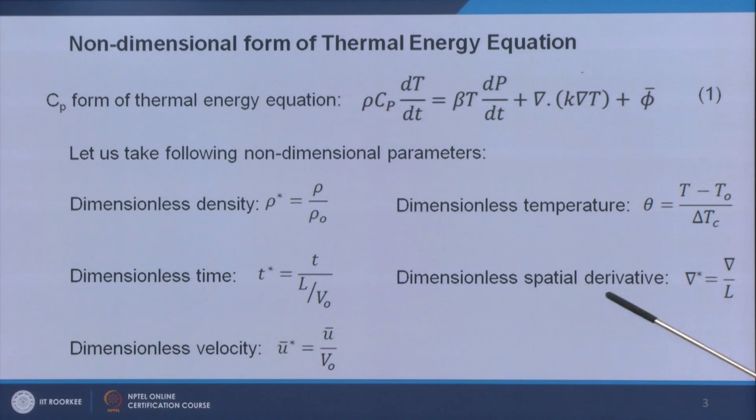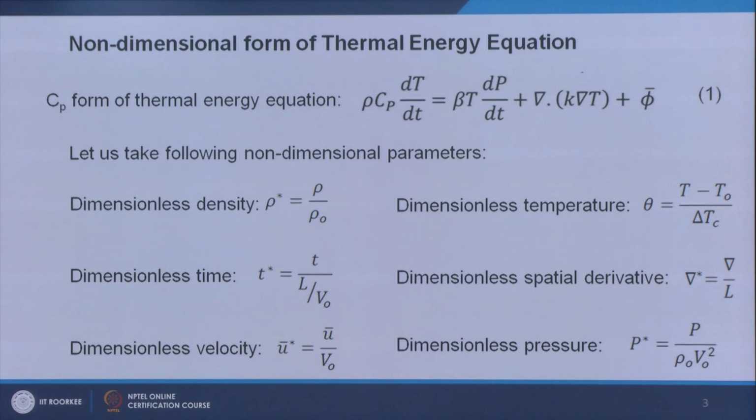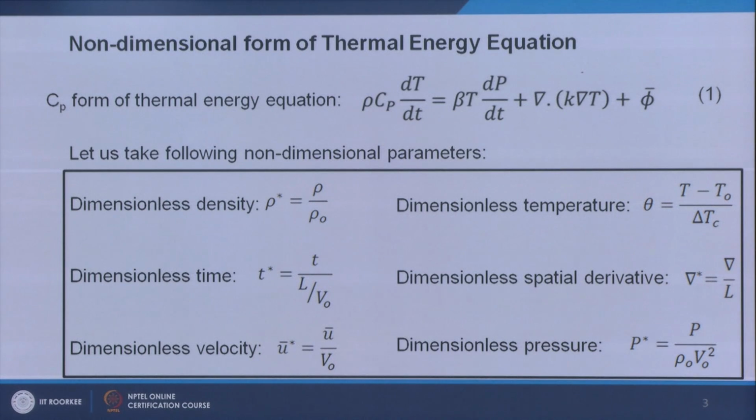For spatial derivatives, we know that del appears here, so del can be non-dimensionalized as del star, where del star is L times del. That means del by del x will be 1 by L into del by del x star. For pressure, we use P star equals P by rho naught V naught square. With these non-dimensional parameters, let us reduce this equation.